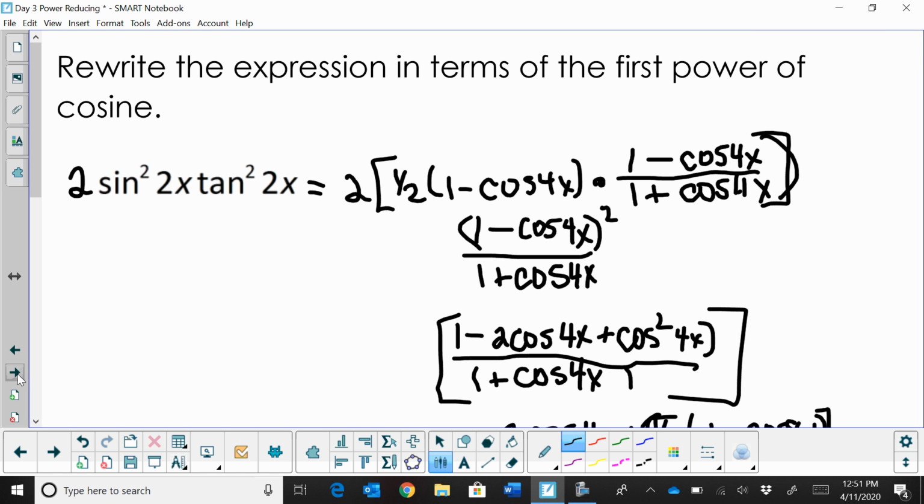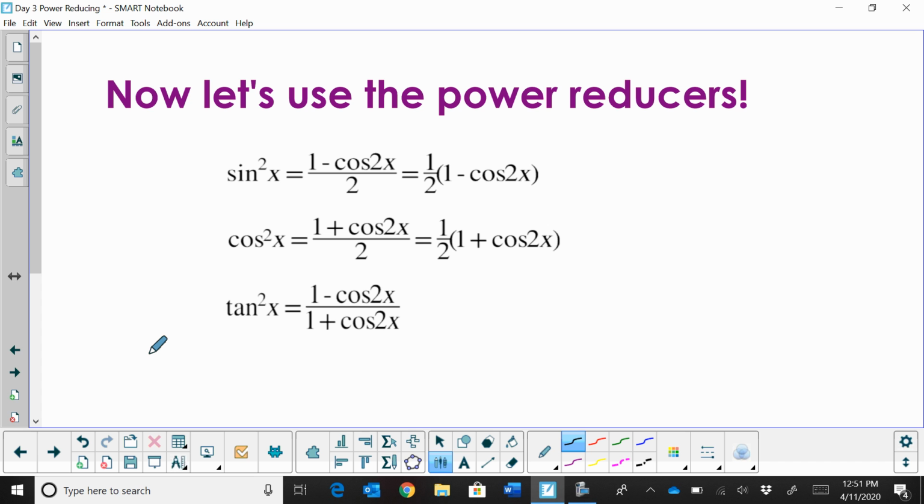So there we go. That's the final question on the power reducers. So these are your power reducers that we're going to use, and let's review them very quickly. Sine squared x is equal to 1 minus cosine of 2x, so again doubling the angle to power reduce it, all over 2. You can also factor the 1/2 out and write it as 1/2 times 1 minus cosine of 2x. It's preferable to leave it multiplied in. Cosine squared of x, that's 1 plus cosine of the double angle all over 2. Again, you can factor out the 1/2.